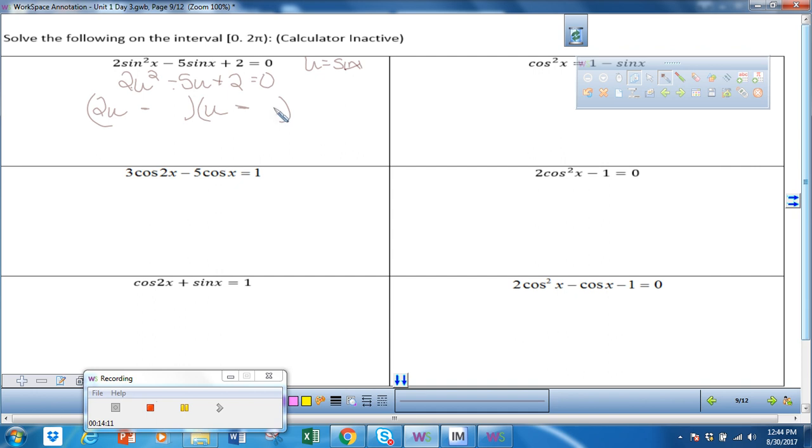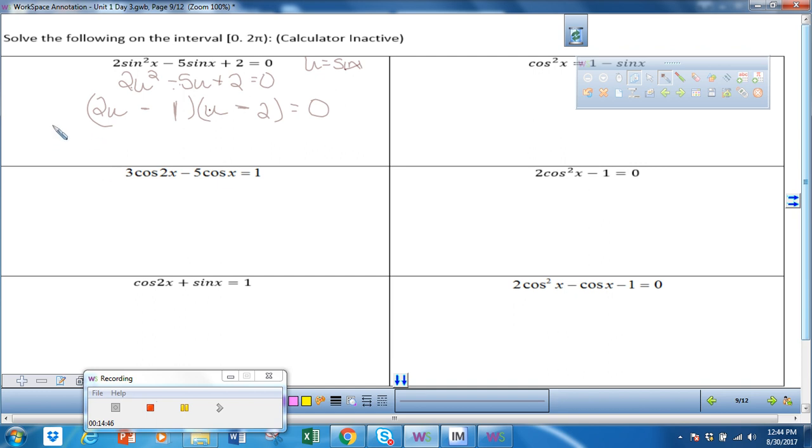So if I put 2 here and 1 here, when I multiply that out, I'm going to get 2u minus 2u, which is 4u, and that doesn't work. So let's try switching the place of the 2 and the 1. If I put 2 here and 1 here, when I multiply that, I get negative 4 and negative 1, which gives me negative 5 in the middle. So now I am cooking with grease.